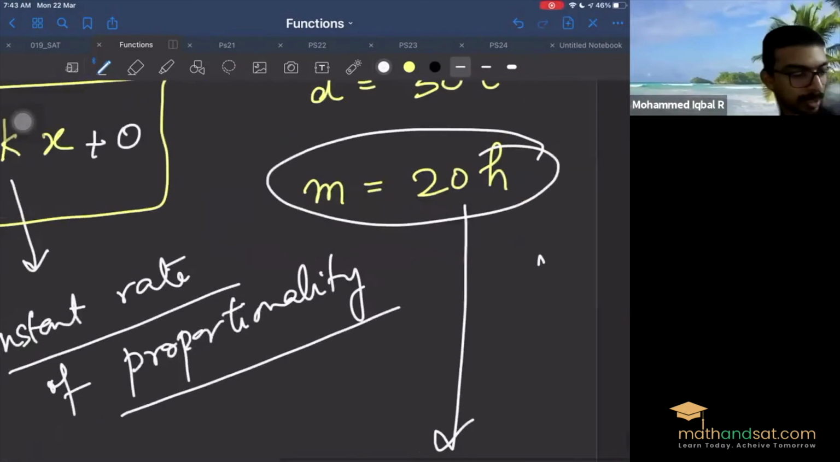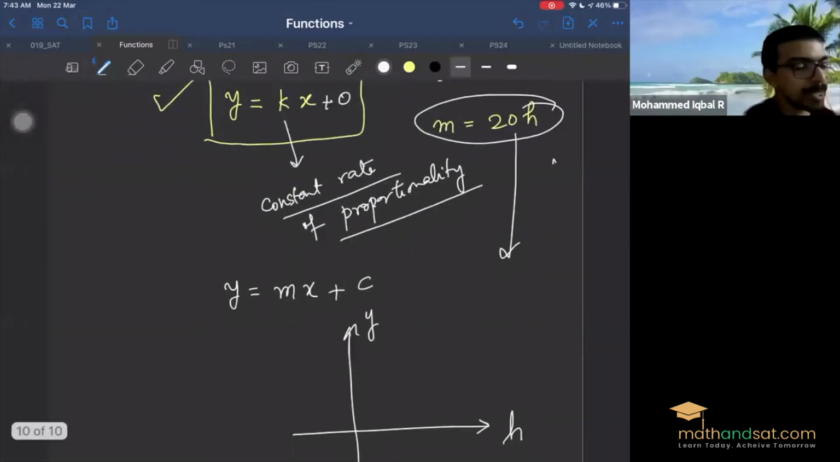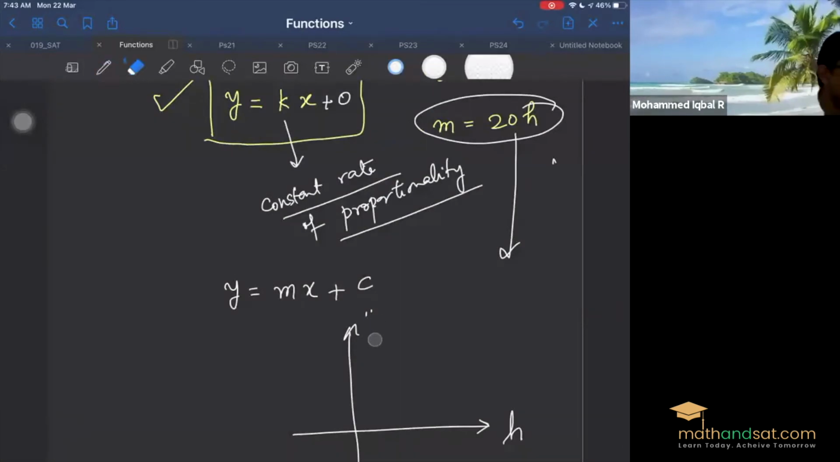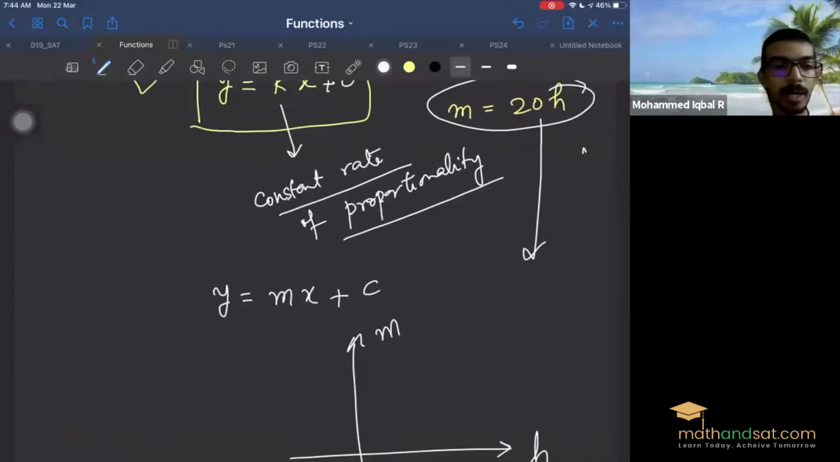See, first of all, since m is equal to 20h is a linear relationship, sorry, this is not y, this is your m. Since this is a linear relationship, it will be a straight line. The graph will be a straight line. But there is something very remarkable about the graph. It's simple. The graph will pass through the origin.